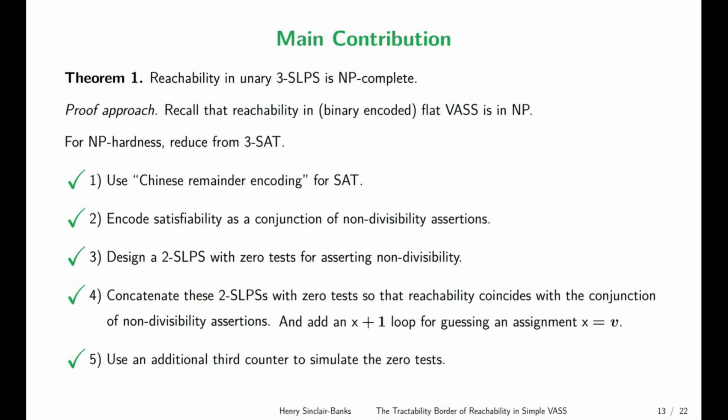So I think this roughly gives the main idea behind why reachability in unary simple linear path schemes is anything hard, and that's answering the questions I showed you earlier. Any questions before I move on to other bits?